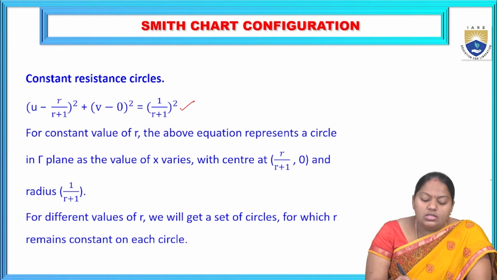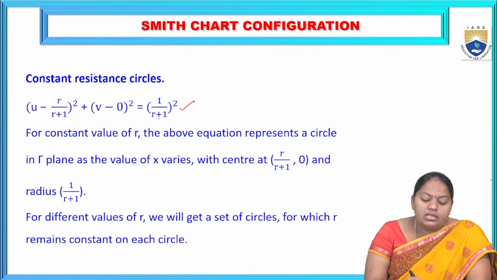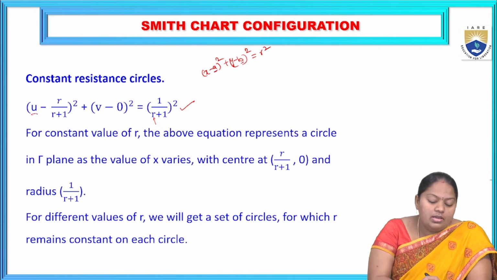So why is it called constant resistance circles? All the terms in the equation depend upon the primary one, R, where R stands for resistance. That's why it is the constant resistance circle equation. In general, the circle equation is given by (x minus a) whole square plus (y minus b) whole square equal to r square. In place of a and b, here we have r by r plus 1 and 0, and in place of x and y, here we have u and v.